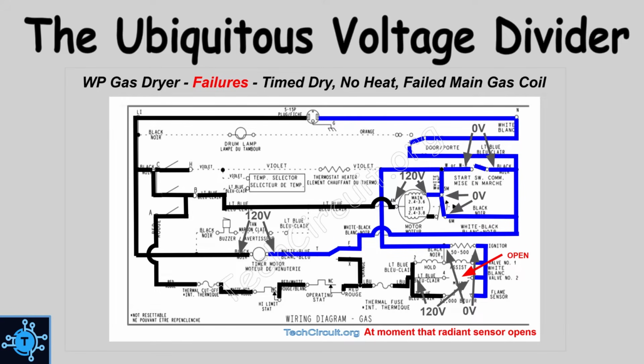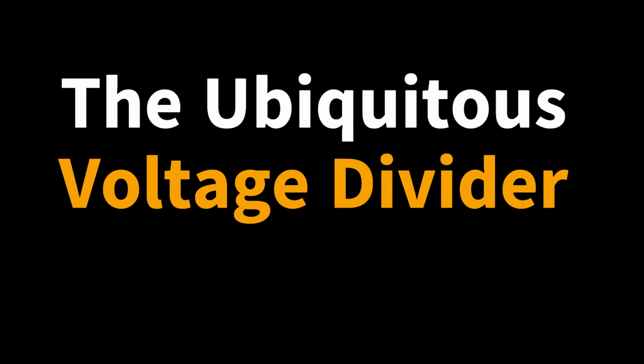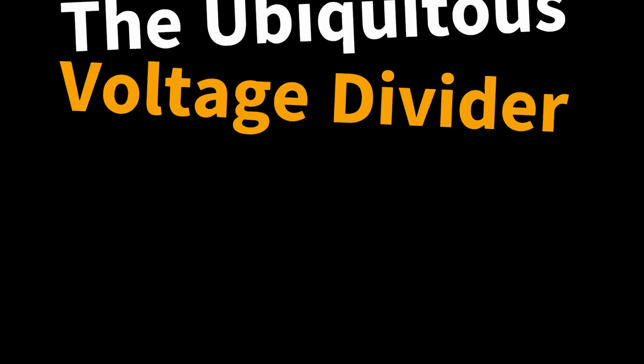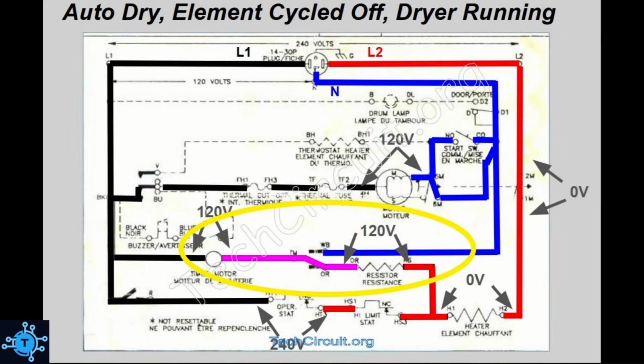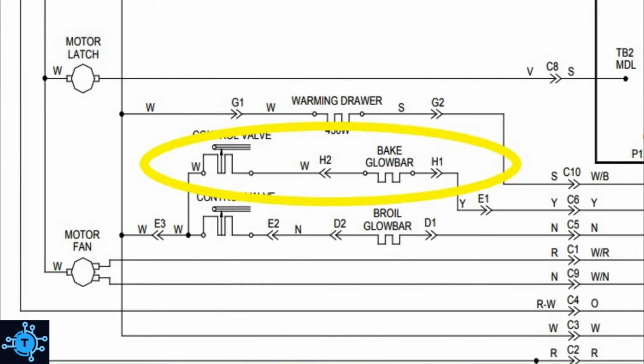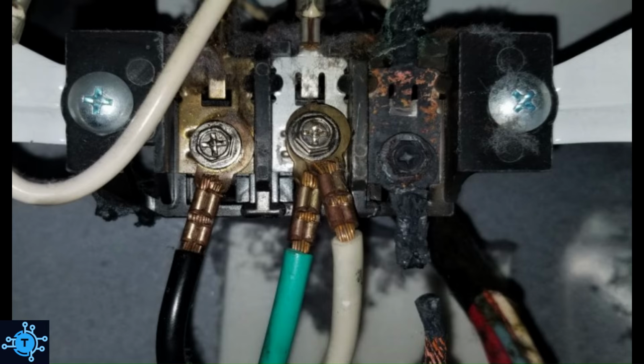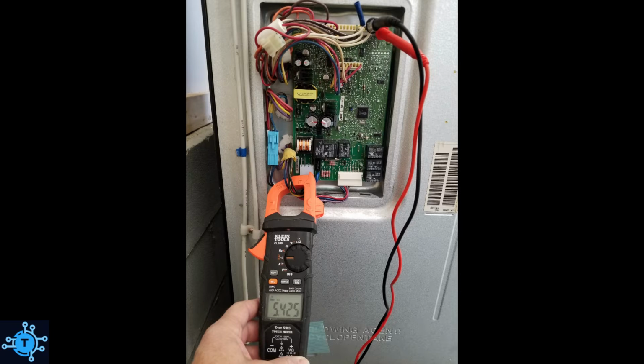One electrical phenomenon that field technicians encounter on a regular basis, whether they realize it or not, is the ubiquitous voltage divider. They appear in electric dryer auto modes, gas dryer and gas range ignition systems, and most commonly by virtue of failure in high current circuits. It is one of the most relevant aspects of electrical circuit diagnostics.